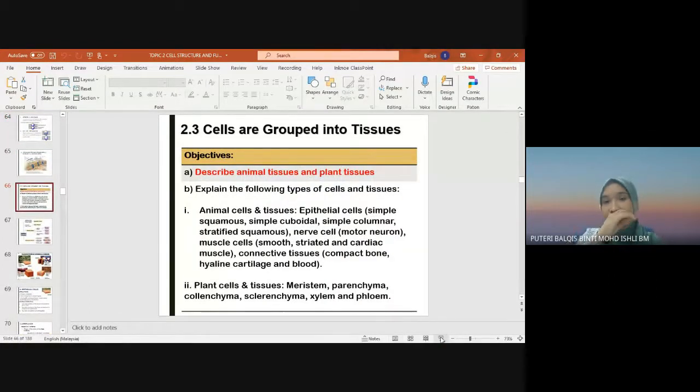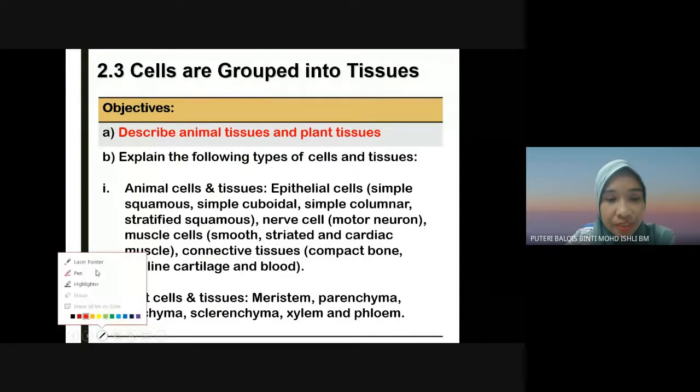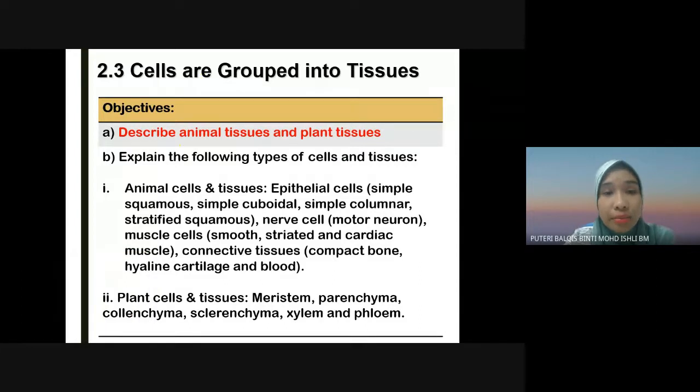Okay, 2.3, cells are grouped into tissue. So describe animal tissue and plant tissue.